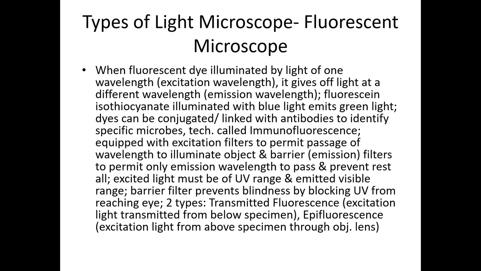So two types of fluorescent microscopes are there. What are they? Transmitted fluorescent microscope and epifluorescent microscope. What is the difference? In a transmitted fluorescent microscope, the excitation light, the light used to illuminate the object, is transmitted from below the specimen, whereas in an epifluorescent microscope, the excitation light is provided from above the specimen through the objective lens. Clear? That's all about the fluorescent microscope.